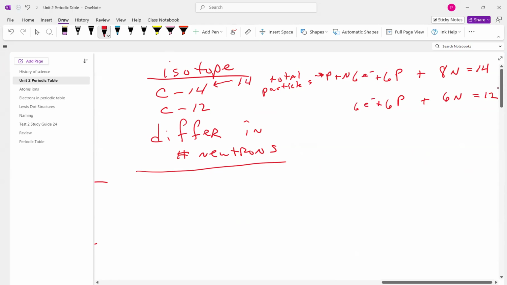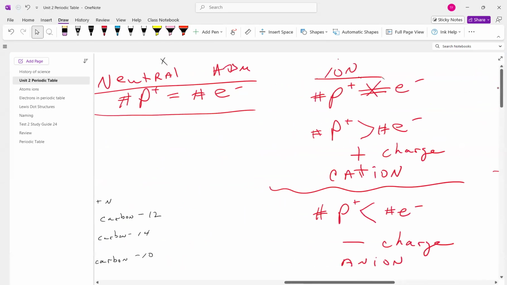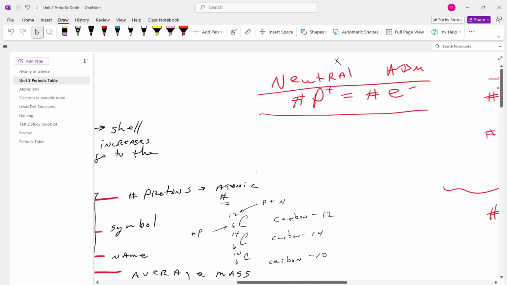But when you name the isotope, it's based on protons and neutrons, not the number of electrons. That comes into play when we talk about the ions. Okay, so does that make sense? Okay, so we've got, what is an ion? It's a neutral atom.